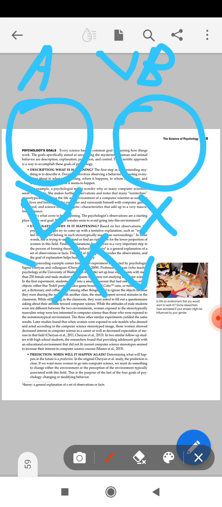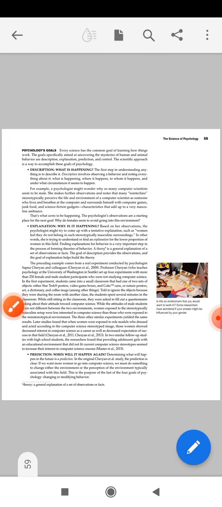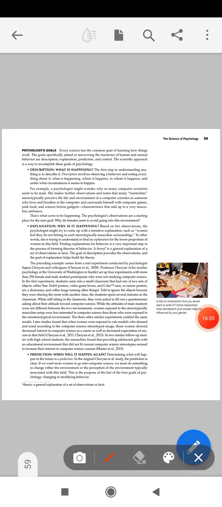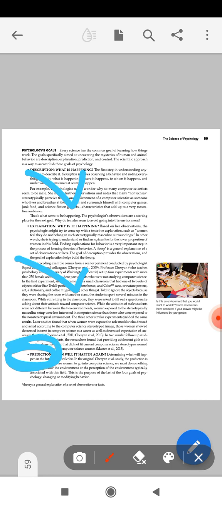Here environment means a masculine environment, and that masculine environment is a stereotyped environment. And next one is prediction. You have got the description, next you have got the explanation. Now what should be the prediction? Prediction is simply that your prediction should always be based on your description and explanation.